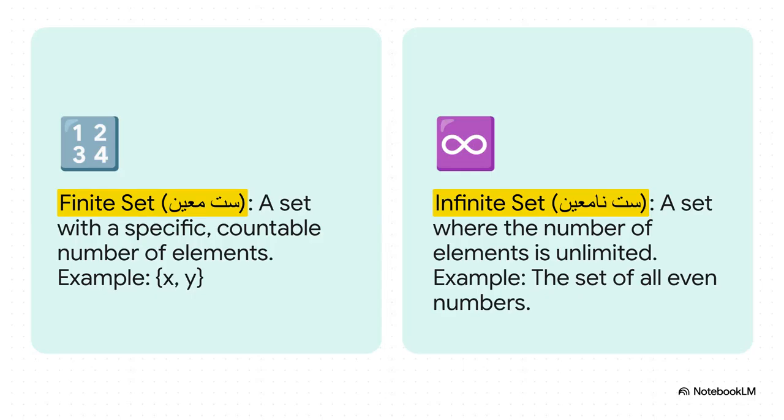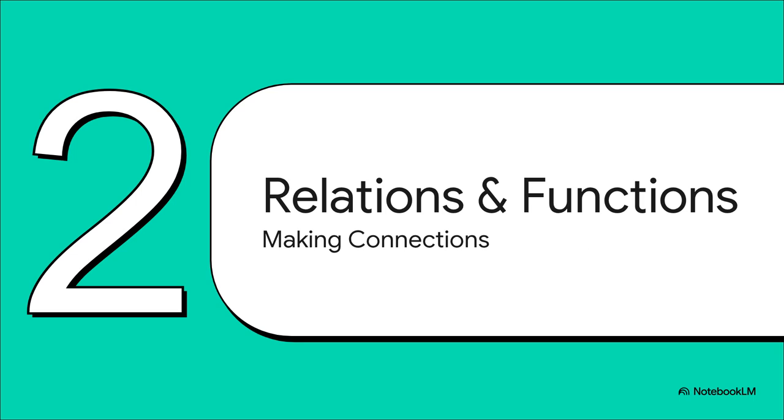Okay, so sets really only come in two main flavors, finite and infinite. A finite set is one that you could, at least in theory, finish counting. The set {x, y} is easy, right? It has two things in it. But an infinite set just goes on forever, like the set of all even numbers. And believe it or not, this simple little distinction is absolutely crucial for basically everything else that comes next in math.